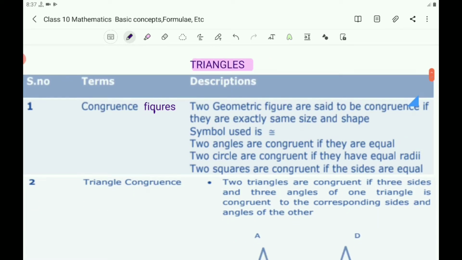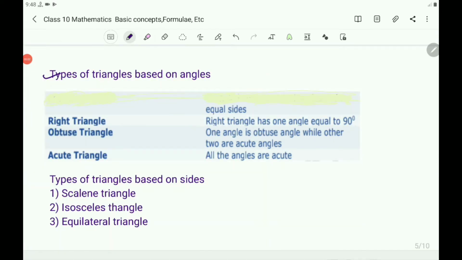You know what is triangle, and also different types of triangles. Triangle is a closed plane figure bounded by three line segments, and triangle is having three vertices, three sides and three angles. Different types of triangles are also there. Then what are the types of triangles? Types of triangles can be named in two ways. One is based on the angles and the other is based on sides. Based on angles, you can name them right triangle, obtuse triangle, acute triangle.